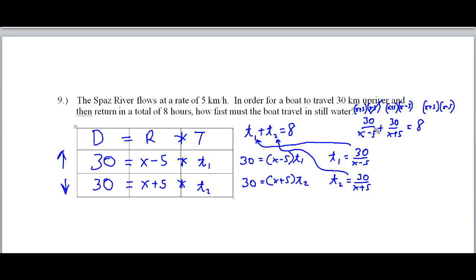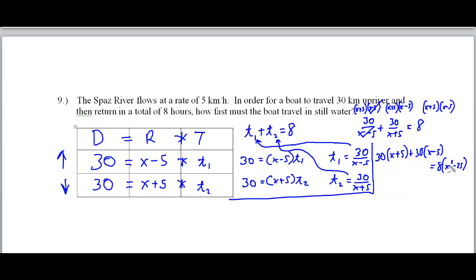So the x minus 5's go away. So I got 30. I'm going to kind of block this off here so it doesn't get too cluttery, even though I'm going to write a lot around here. 30 times x plus 5 plus 30 times x minus 5 is equal to 8 times this, which is simplified to x squared minus 25. So you could FOIL that out and see that it would be x squared plus 5x minus 5x minus 25, but it just is easier to write it this way.